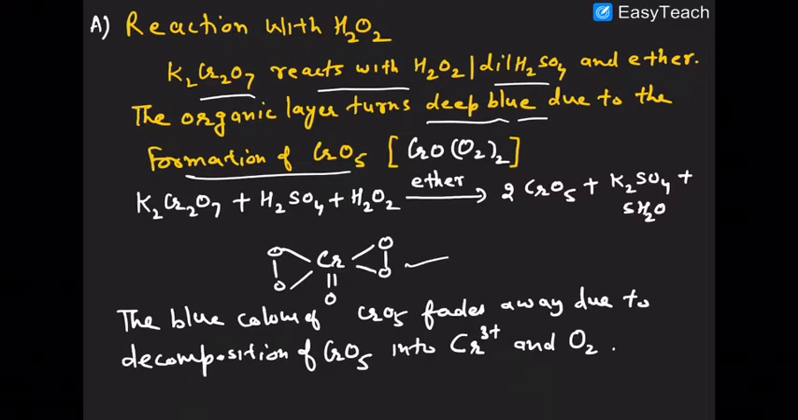You all know that, okay? These two bonds are peroxide linkages. What are they? Peroxide linkages. CrO5 is very popularly known as the butterfly compound, because its structure is like a butterfly. The blue color of the CrO5 slowly becomes colorless or fades away due to the decomposition of CrO5 into Cr3+ ion and the liberation of oxygen.